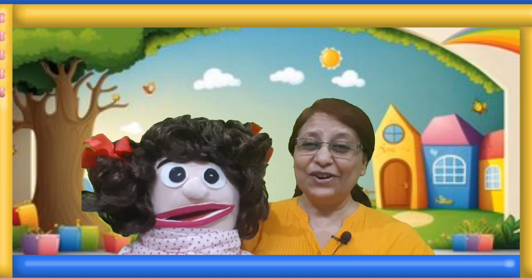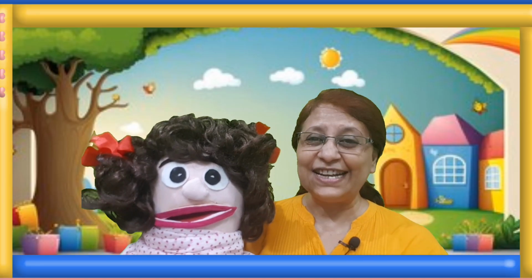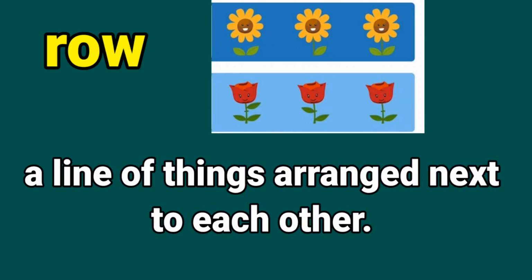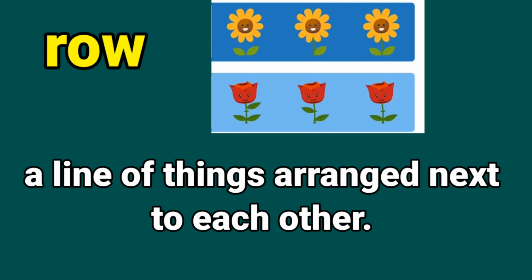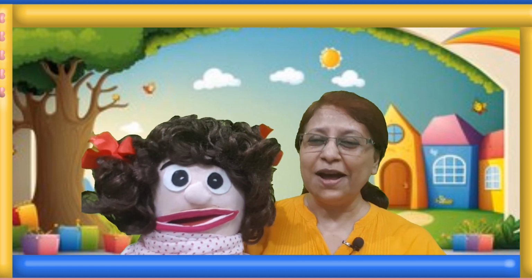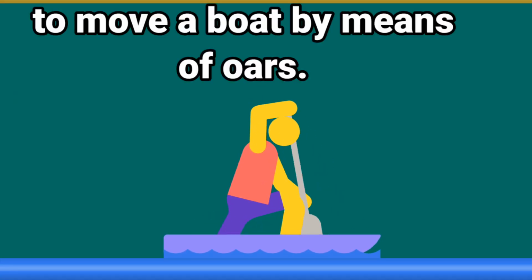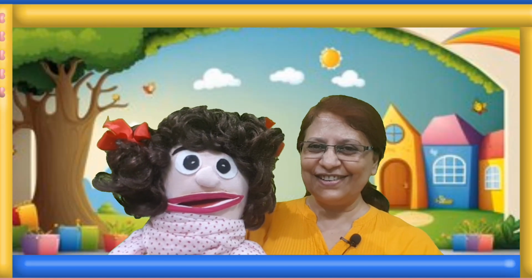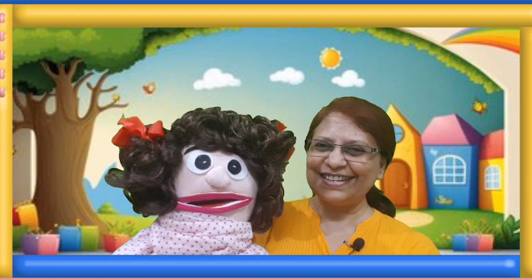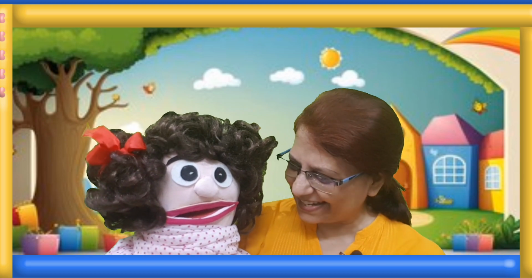R-O-W, row. Row is a sight word and it has different meanings. Row, a line of things arranged next to each other. Row also means to move a boat by means of oars. So here is a nursery rhyme which is one of Monami's favorite. So let us sing this nursery rhyme with Monami.